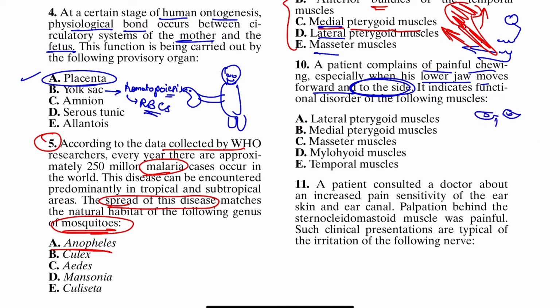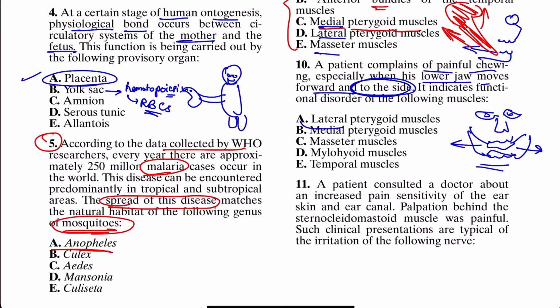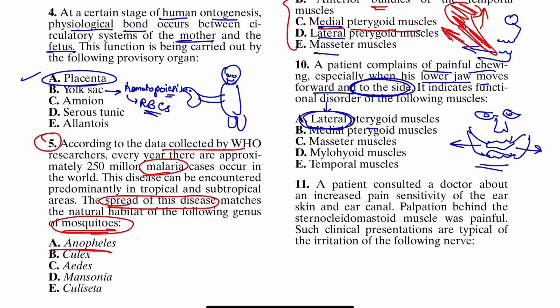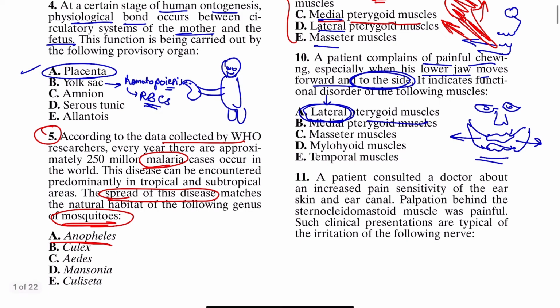This is anterior view. When he moves his jaw to the side, okay, he has painful chewing. So moving the jaw to the side, that's the lateral muscle, lateral pterygoid muscle.